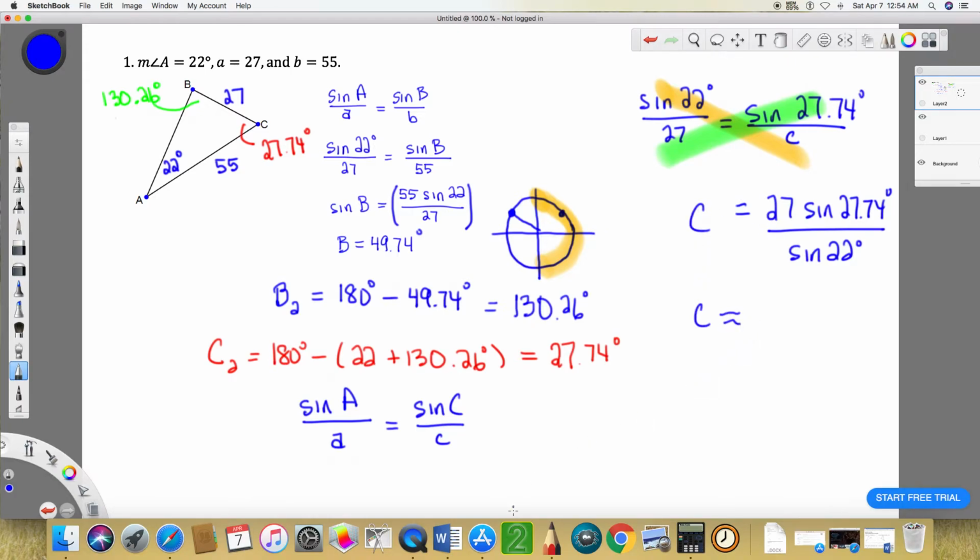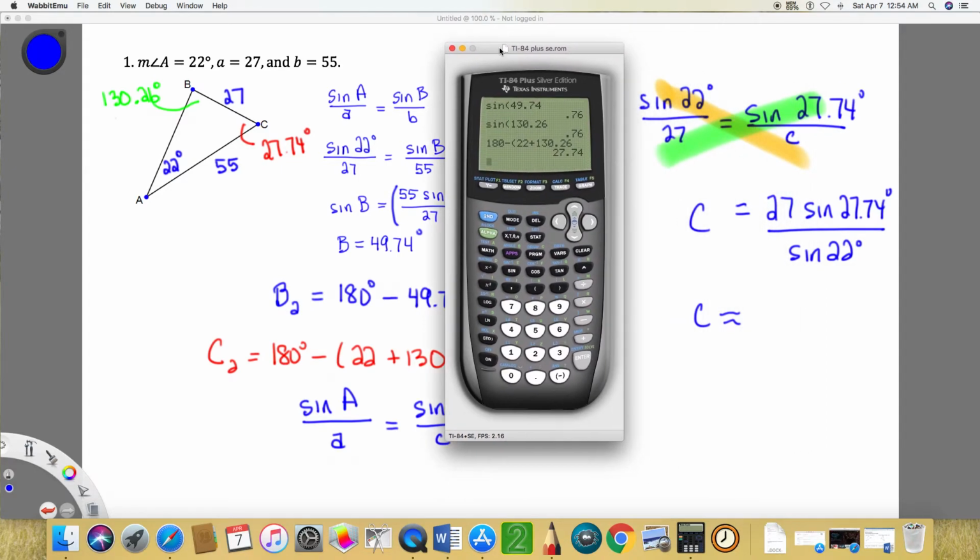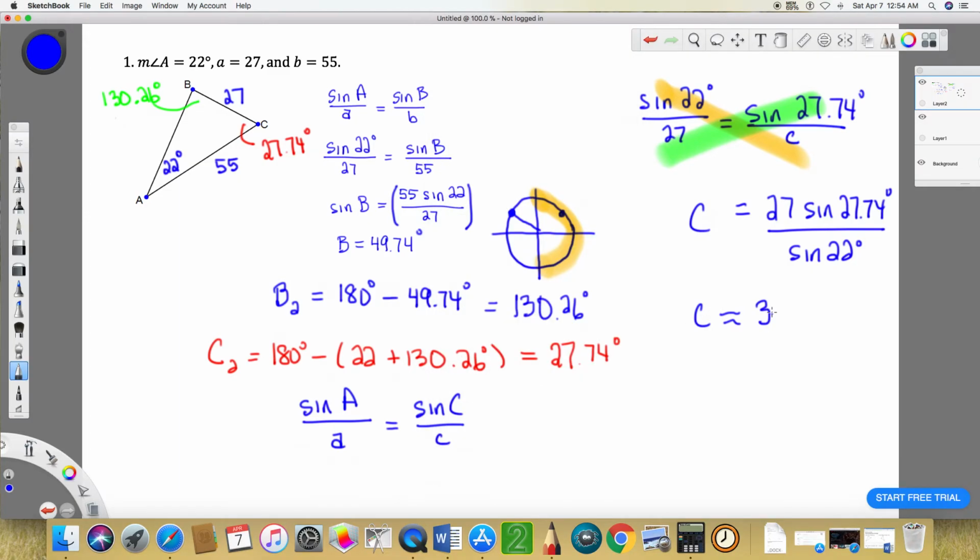So let's go to the calculator. I'm going to clear it out. 27 times the sine of 27.74. Don't forget to close that parenthesis and then divide that by the sine of 22. And I get 33.55 if I haven't made a mistake. All right, so let's come over. 33.55. All right, well, that should do it.